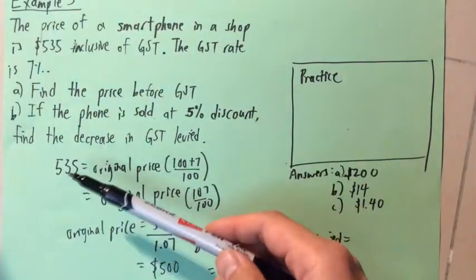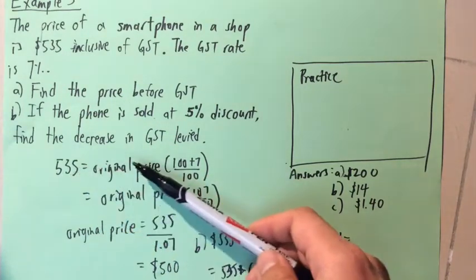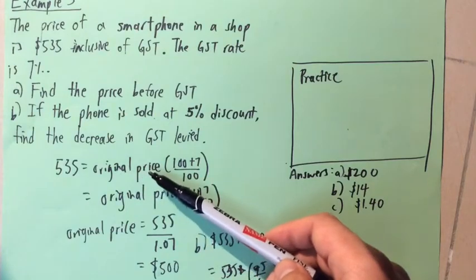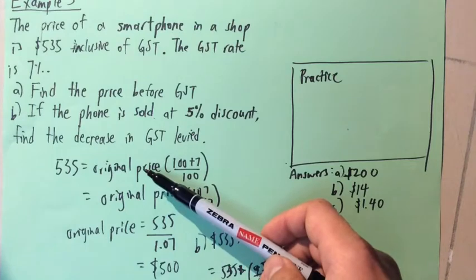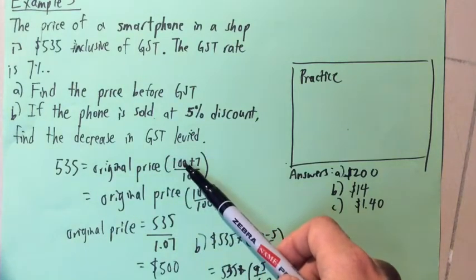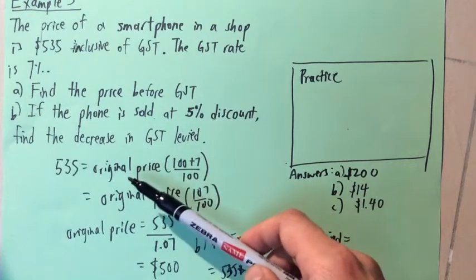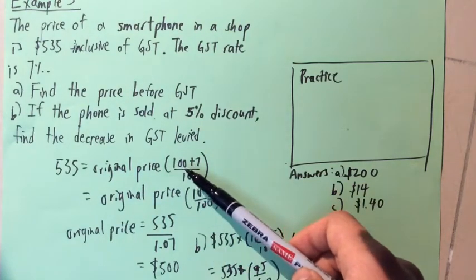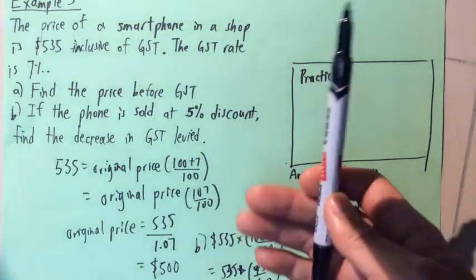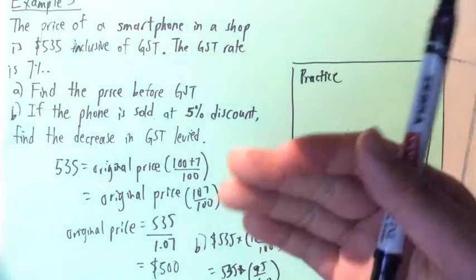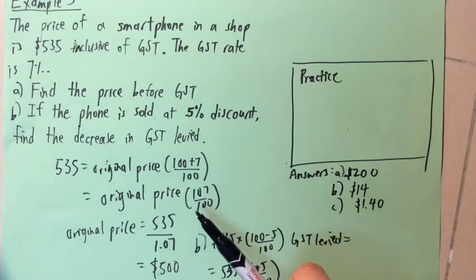All right, so remember our formula. We know the new value. We're trying to find the original value here. I've written original price, which you can also write as the marked price. And we have 100% plus the 7%. That's how we calculate the new value of a percentage increase. And remember, a GST will obviously make things more expensive, so that's an increase. So we have the original price times 107 divided by 100.